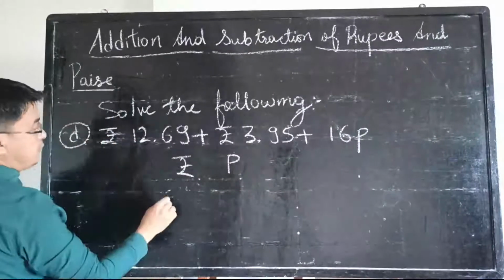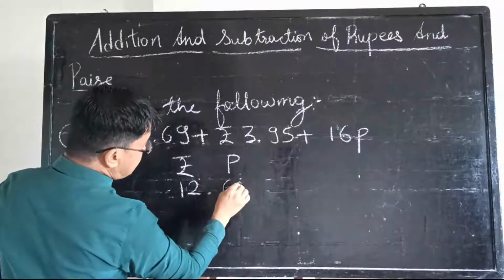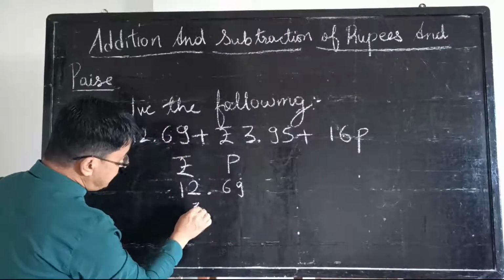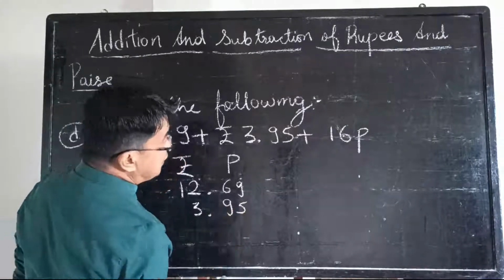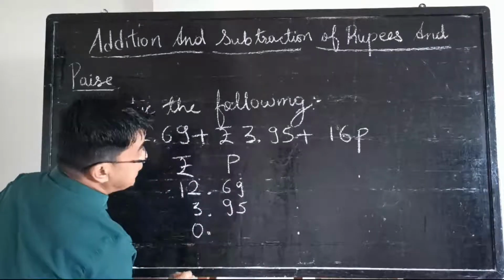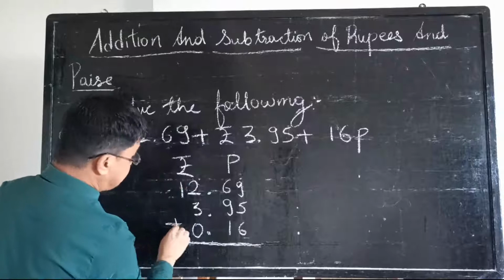Now the first one is 12 rupees, how many paise? 69 paise, plus 3 rupees 95 paise. 3, then put a dot here, 95 paise. And the last one is no rupees, 0 rupees, and how many paise? 16 paise. Now add this.